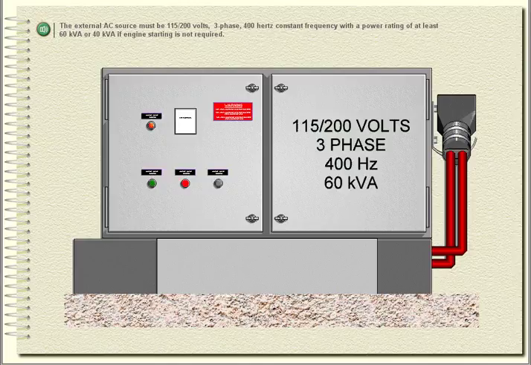The external AC source must be 115-200 volts, 3-phase 400 Hz constant frequency, with a power rating of at least 60 kVA, or 40 kVA if engine starting is not required.